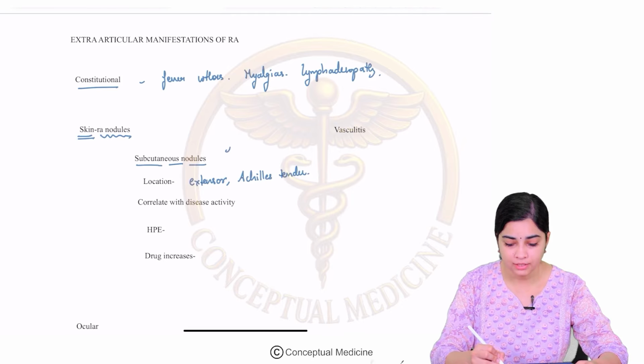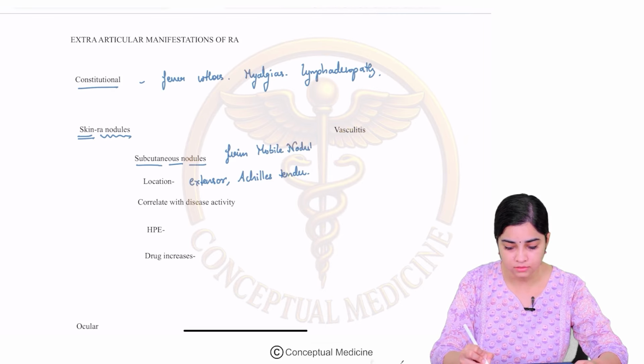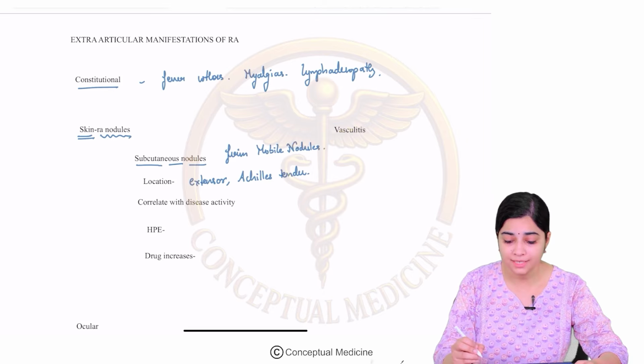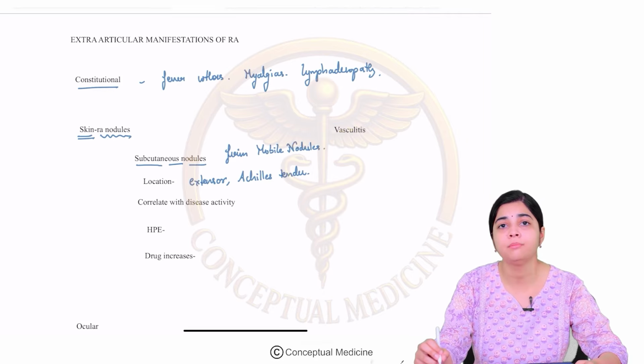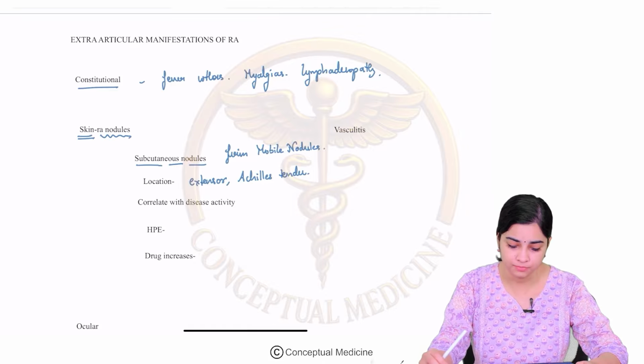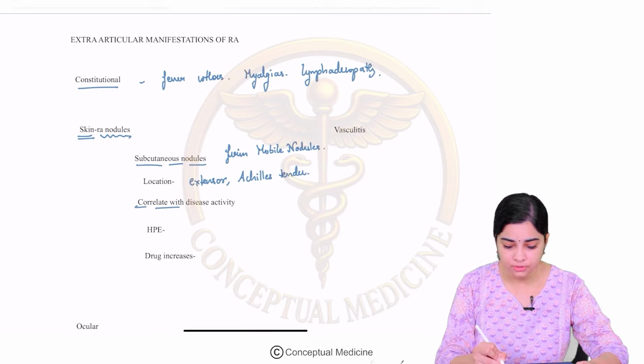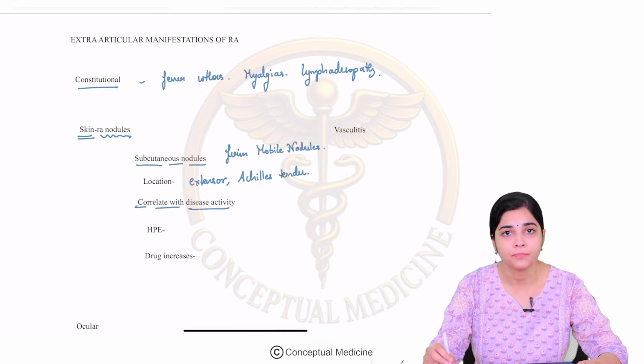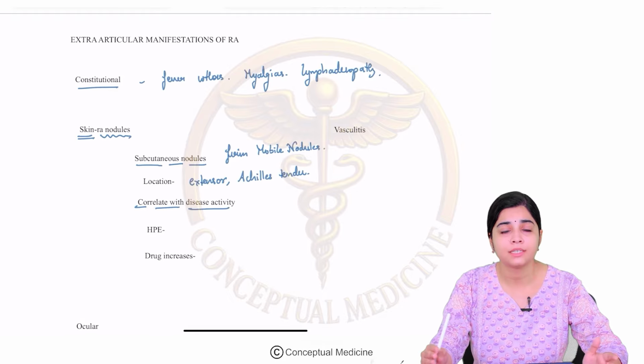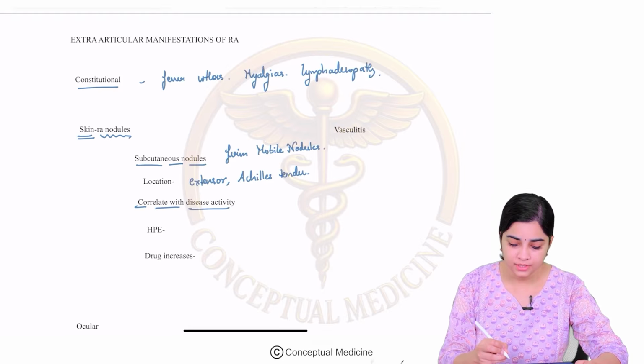They are usually firm, mobile nodules. Sometimes they may be attached to the underlying bone as well. Right, so this is how you would describe an RA nodule. RA nodules usually correlate with the disease activity. So if the rheumatoid arthritis is not well controlled, you can have diffuse nodulosis.